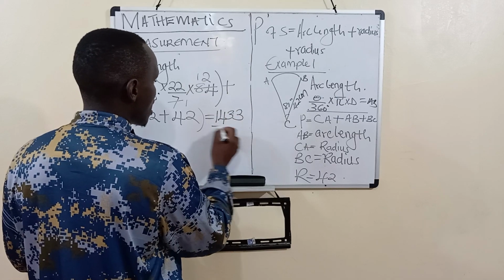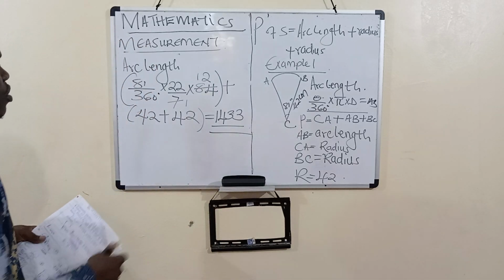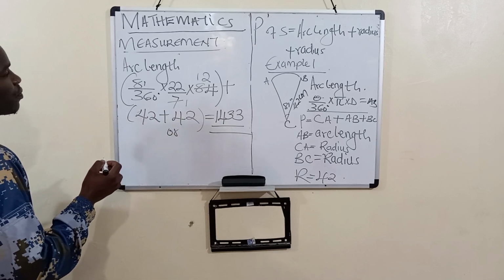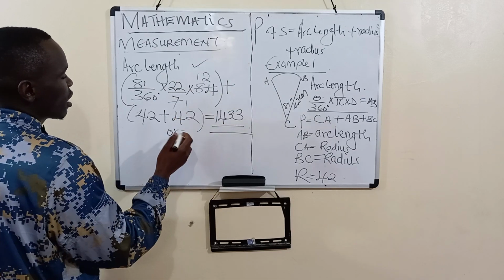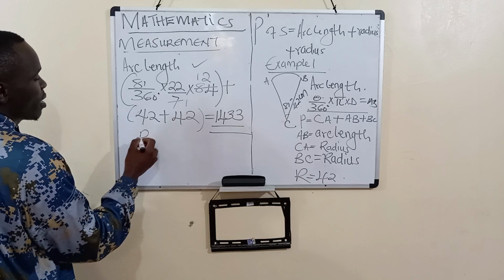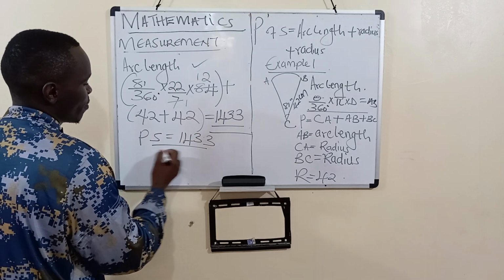We are going to have 143.3. You can also get it from the arc length. This is the arc length, so the perimeter of the sector. The perimeter of the sector is given by 143.3.